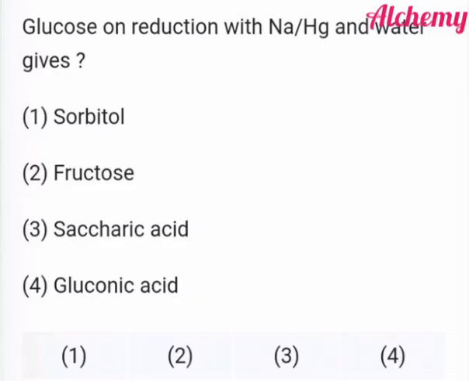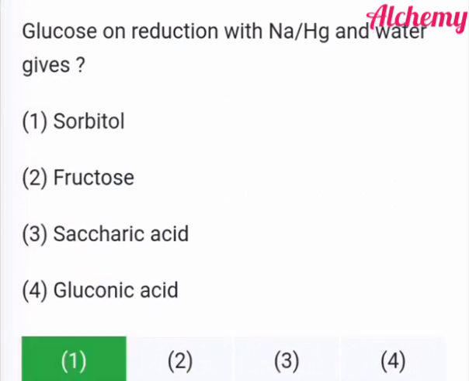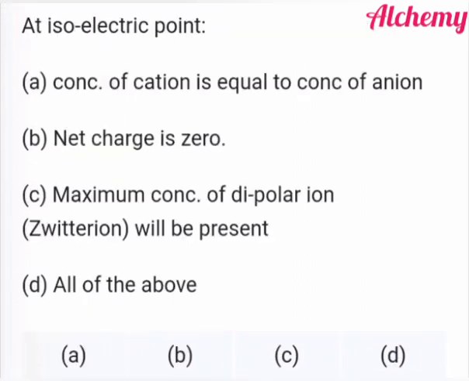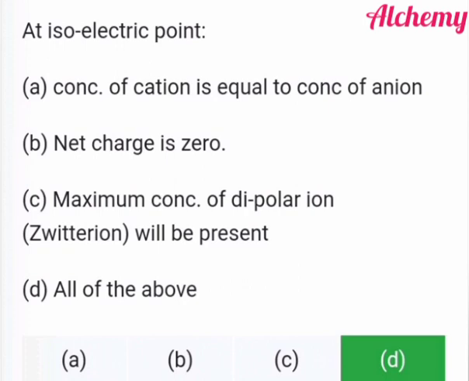Next question, glucose on reduction with sodium or mercury and water gives? The correct answer is option 1, sorbitol. Sorbitol is a type of carbohydrate called sugar alcohol. Next question, at isoelectric point? The correct answer is option D, all the above. At isoelectric point, concentration of the cation will be equal to concentration of anion. The net charge is 0. Also, the maximum concentration of dipolar ion will be present.